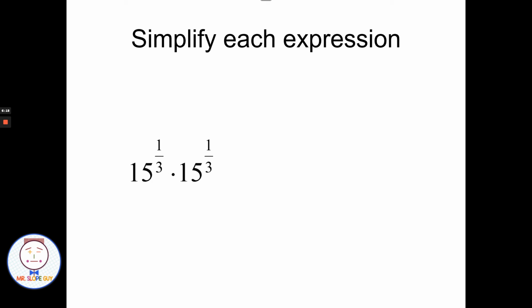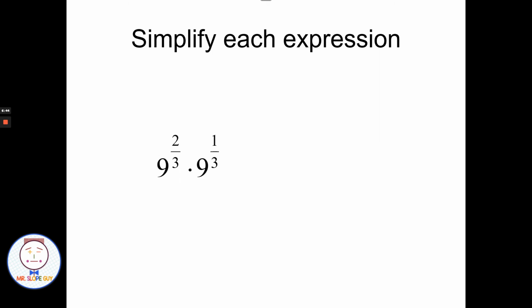15 to the 1/3 times 15 to the 1/3. If I'm multiplying and have the same base, what do I do with the exponent? I add. So 1/3 plus 1/3 has a common denominator of 3, so I can add my numerators and get 15 to the 2/3. And if I'm asked to put that in radical form, the denominator of 3 is the index and 2 is the exponent.